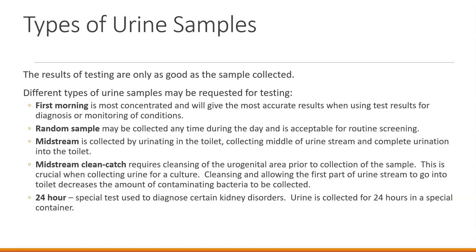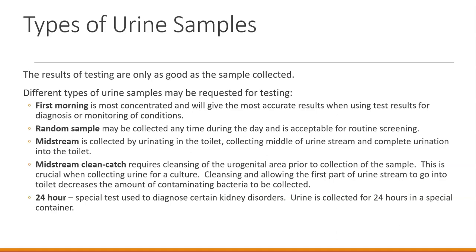There's different types of urine samples that may be requested for testing. First morning is the most concentrated because you haven't peed all night, so it concentrates in the bladder. And this will give the most accurate results when using test results for diagnosis or monitoring of certain conditions. A random sample may be collected at any time during the day and is acceptable for routine screening. So we had the first morning and the random.